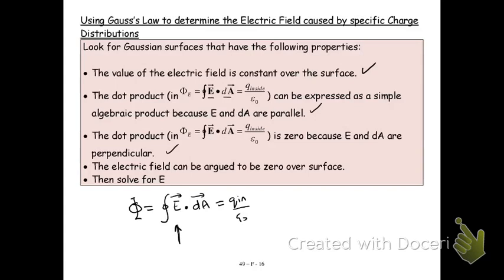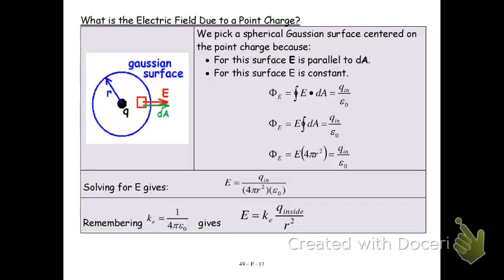You want nice symmetries. And then the other alternative is try and pick a Gaussian surface where you can argue that the electric field is 0, because if it's E dot dA and E is 0, you can forget about it. So those are the things I try and do. And there's a few different examples. So we're going to start off with the first one that we did.